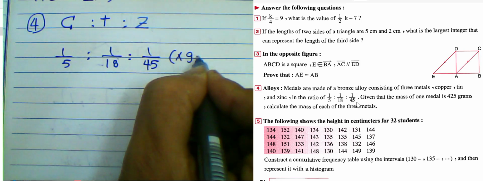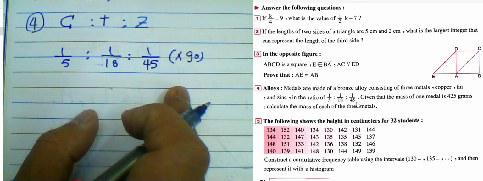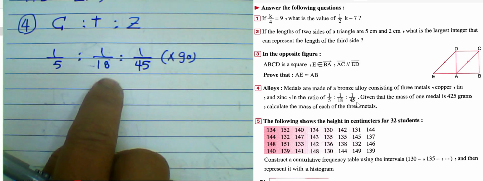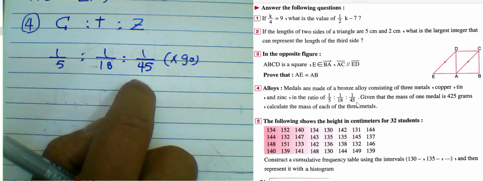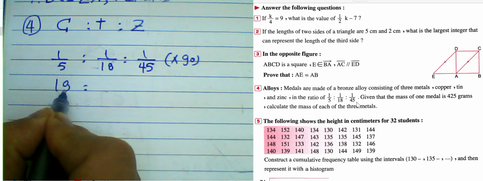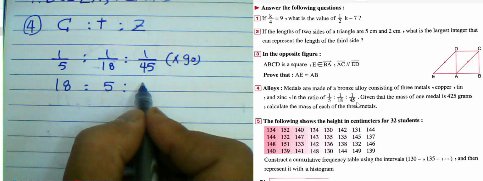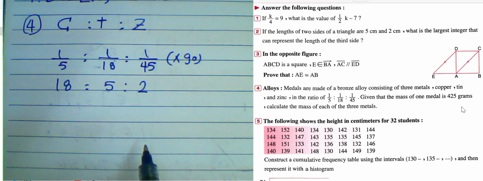We must multiply by 90 to cancel 5 and 18 and 45. Multiply by the least common multiple of the three numbers, because 45 can be divided by 18 and then 45 plus 45 will be 90. Then 90 can be divided by 45 and 18 and 5. And then 90 divided by 5 will be 18. And 90 divided by 18 will be 5. 90 divided by 45 will be 2. Understood? And then he gave the mass of one metal is 425 grams.